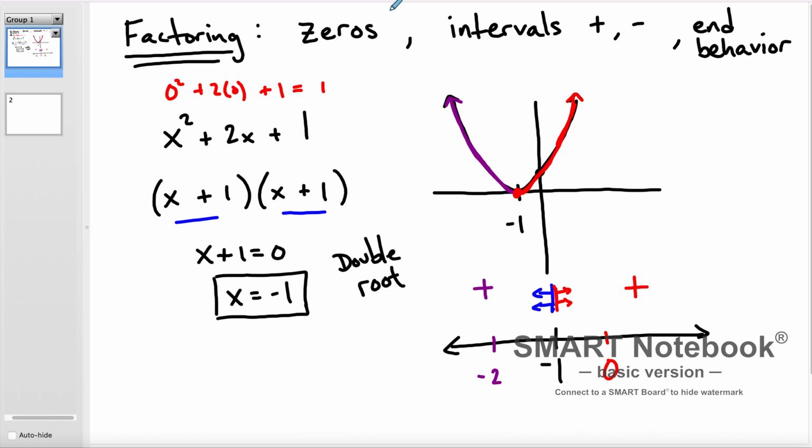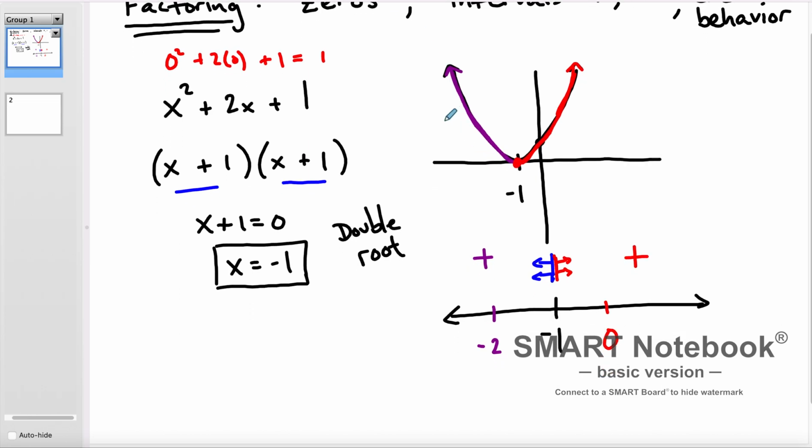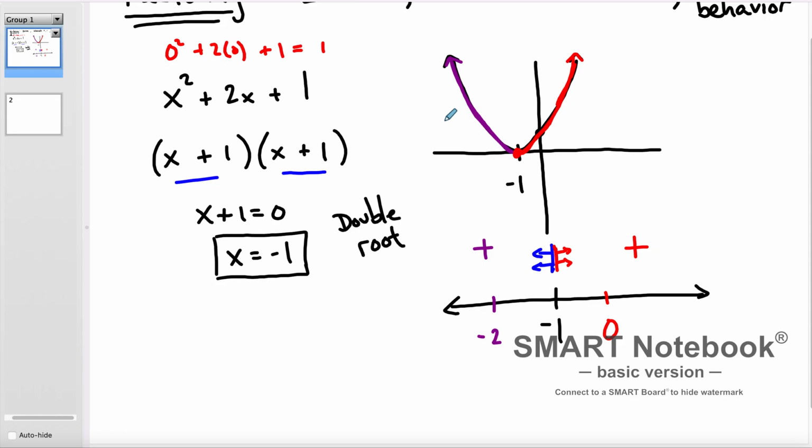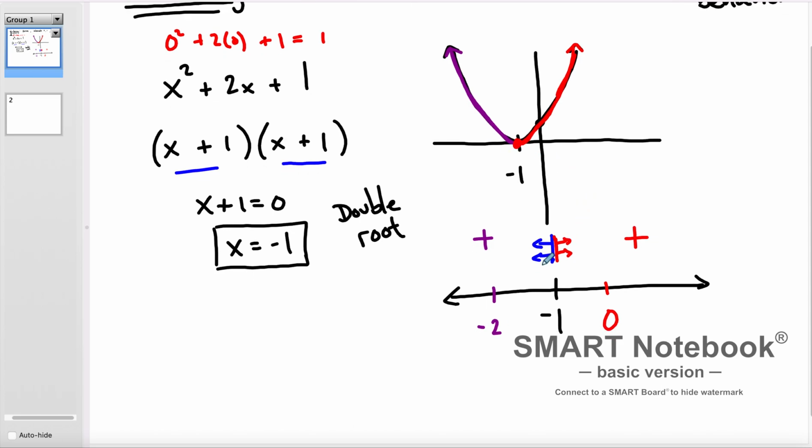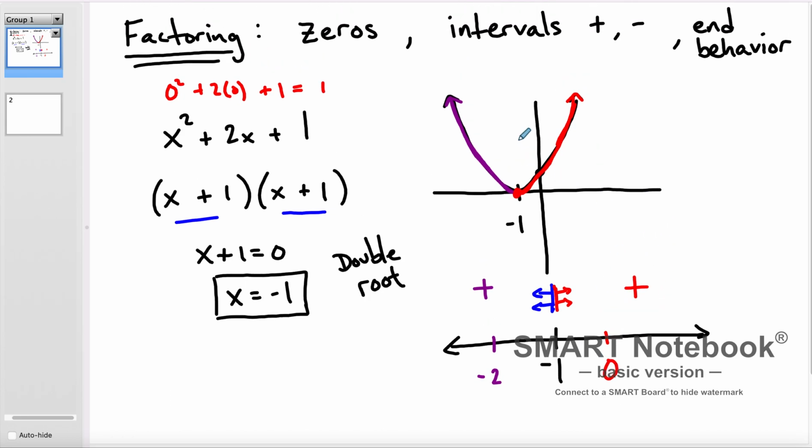Next, we want to analyze the intervals, right? The intervals of the graph. Anywhere less than -1, below that 0, we want to know, is the function positive? Yes, it is. Anywhere greater than -1, is that function positive or negative? Right? That'll determine the shape.